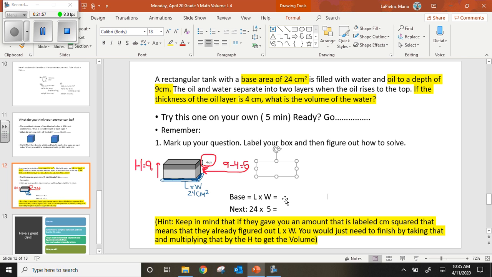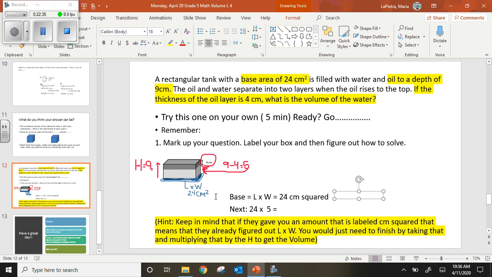Okay, so your base, length times width, should be 24 centimeters squared, and I have that for you. Remember, your length and width multiplied together gives you your area. So your area times your height will give you your answer to this question. Okay, go ahead and figure that out. Okay, I hope you got your answer.